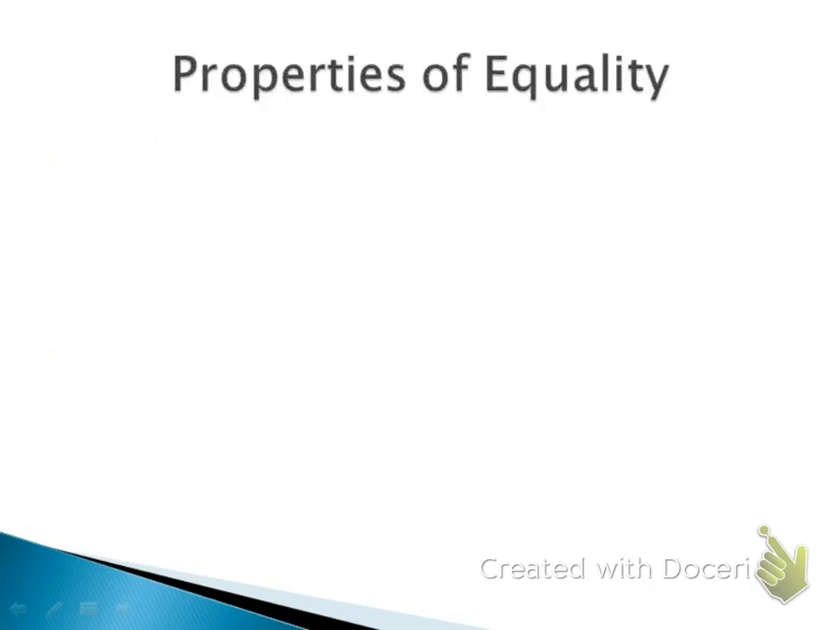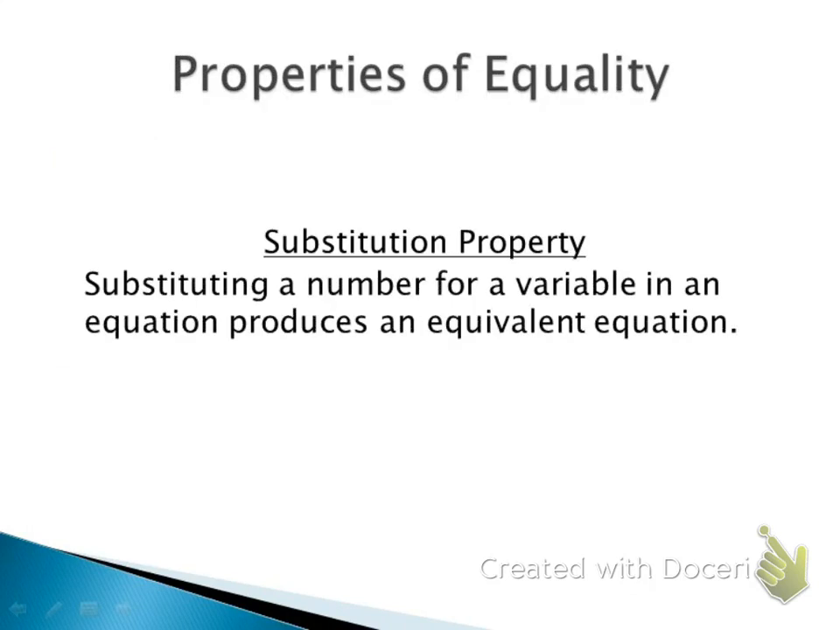Alright, there is still one more property that I would like you to take a second to write down. That is the substitution property. Again, substitution property of equality. It says that substituting a number for a variable in an equation produces an equivalent equation. So if I tell you that x equals 3, you can take the x out, you can put the 3 in. That's the substitution property. Again, this is something we use often. We don't even realize we're doing it, but now you have a name to put with it.